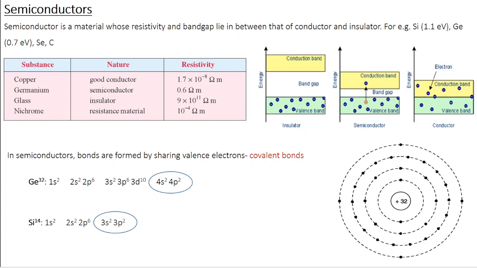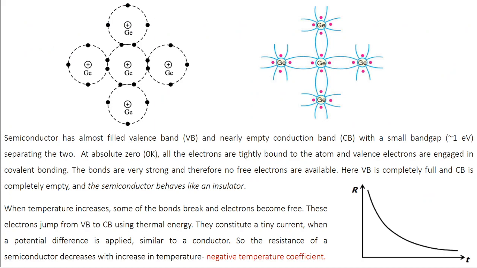Now, what do these electrons do while forming bonds? Since germanium has 4 valence electrons, it can share 1 electron each with 4 neighboring germanium atoms. So, by sharing the electron, they form 4 covalent bonds with 4 neighboring germanium atoms. This is how a crystal is formed in the case of germanium. In the same way in the case of silicon also, there are 4 valence electrons, so it can form 4 covalent bonds with 4 neighboring silicon atoms. So that's how the crystal gets formed.